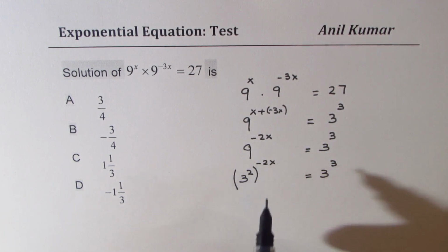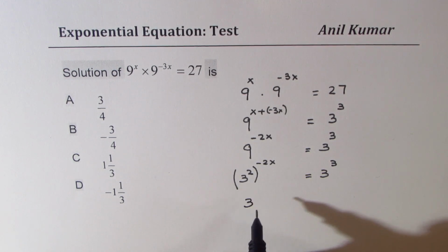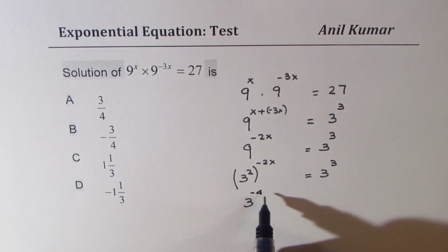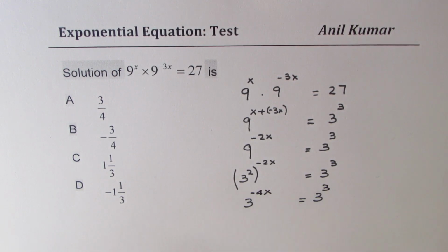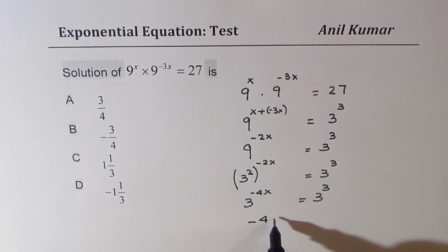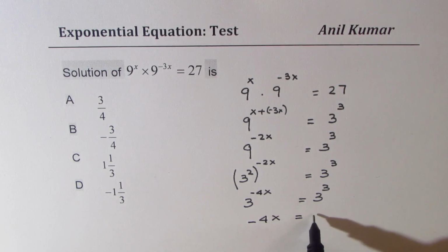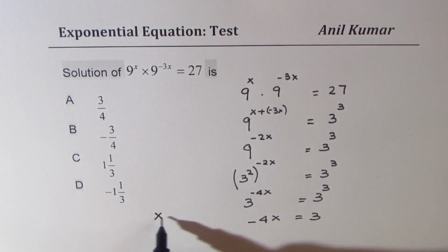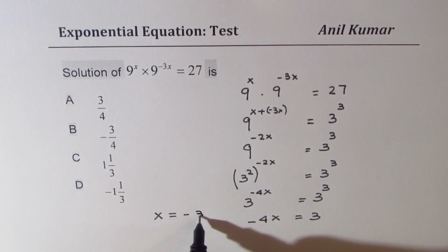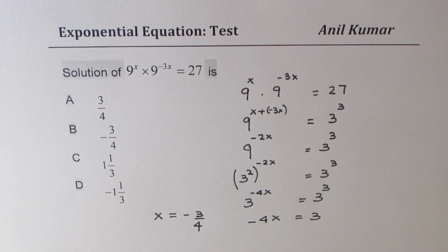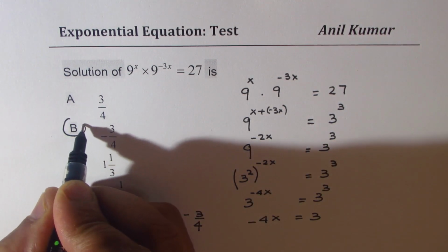Applying the power rule for the exponents, it could be written as 3 to the power of minus 4x, which is equal to 3 cubed. Now when the base is the same, you can equate the exponents. So you get minus 4x equal to 3, and that gives you the answer, that is x is equal to 3 divided by 4 with a negative sign. So the option B is the right option.